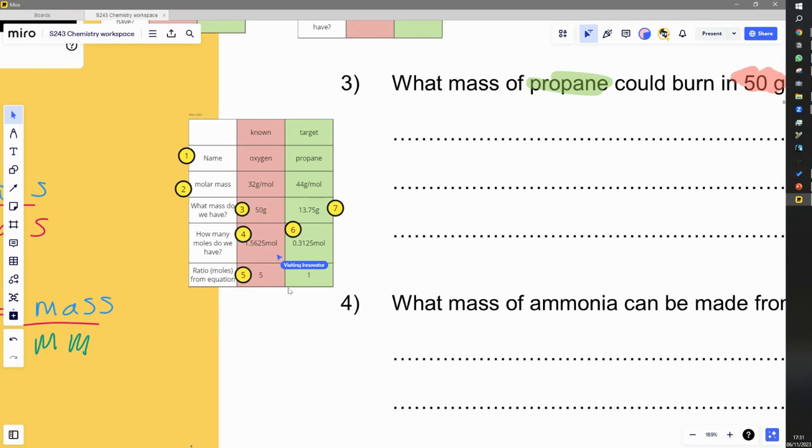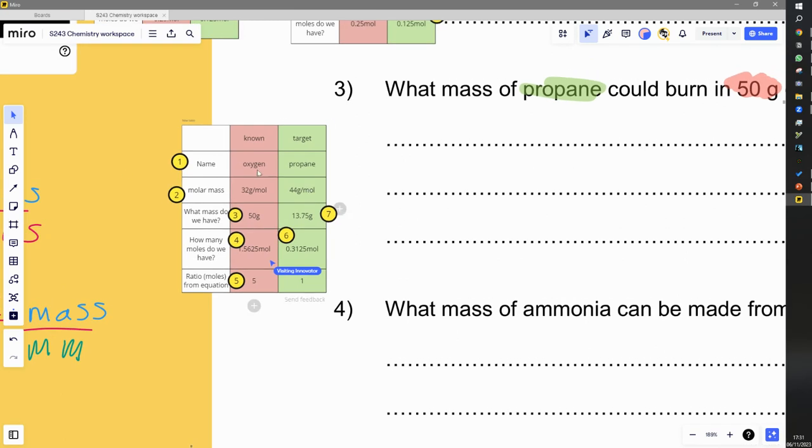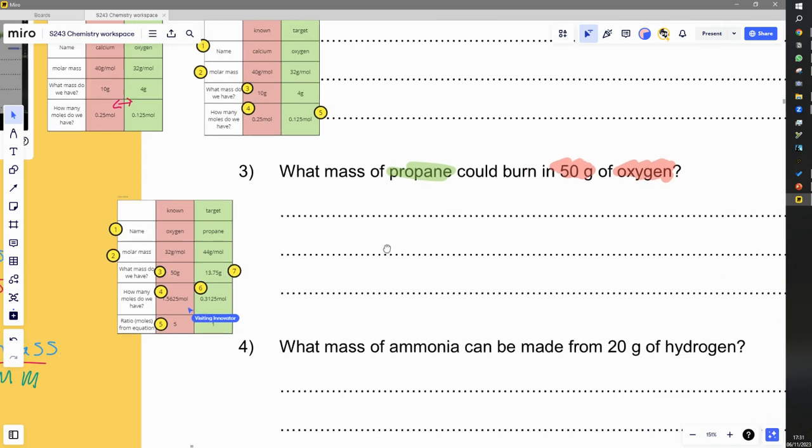So this one we've added another row. And obviously, as you do this, eventually you don't need to bother with these tables. You can start to do it without. I don't do the tables anymore, but it's just a way of organizing your thinking. So we've identified the known substance as oxygen because we've got the mass. The target is propane.